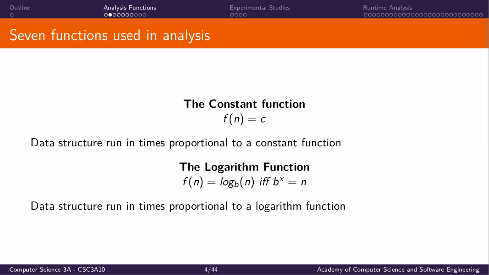So if we have a function f of n that is equal to c, we'll see that n doesn't actually come up in the expression of our function, which means that regardless of the value of n, the value of a function will remain c. Right, so its value is constant. It doesn't actually depend on n.